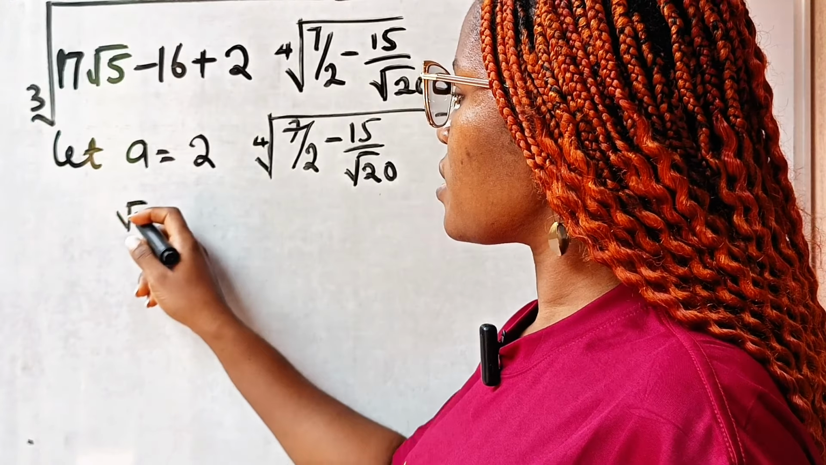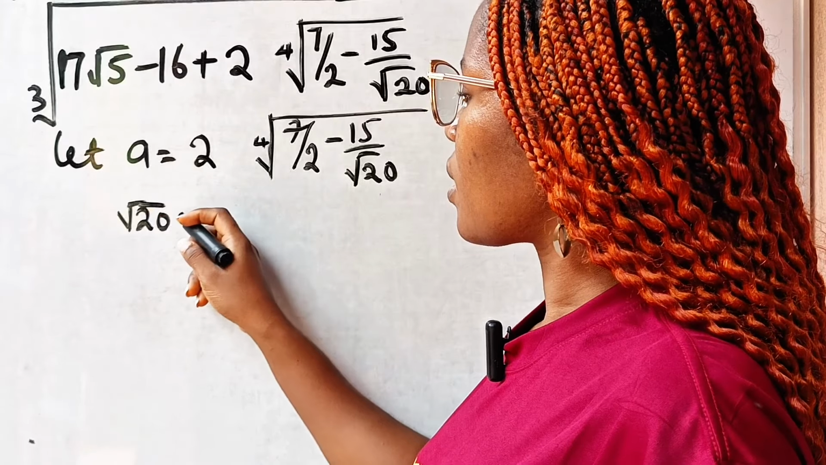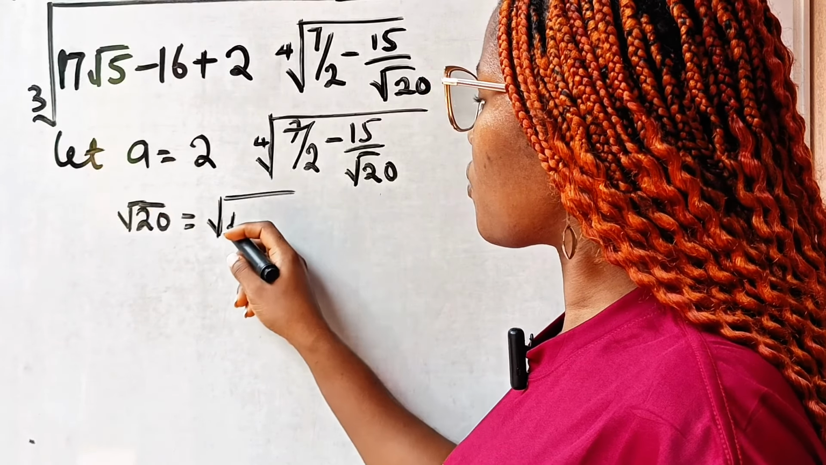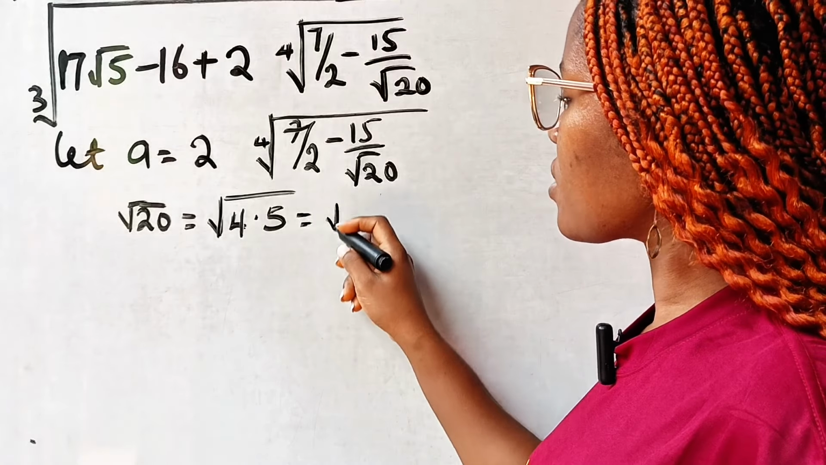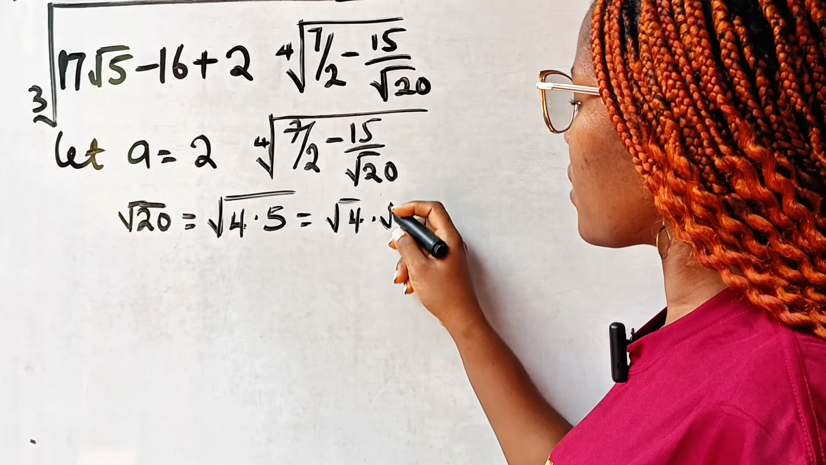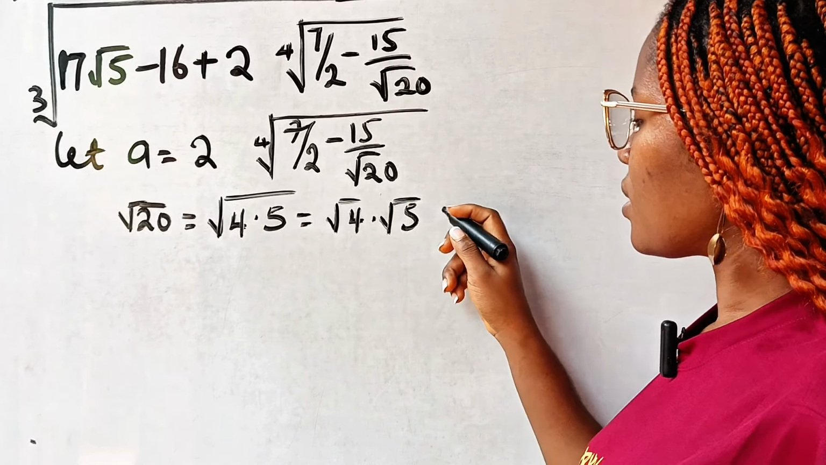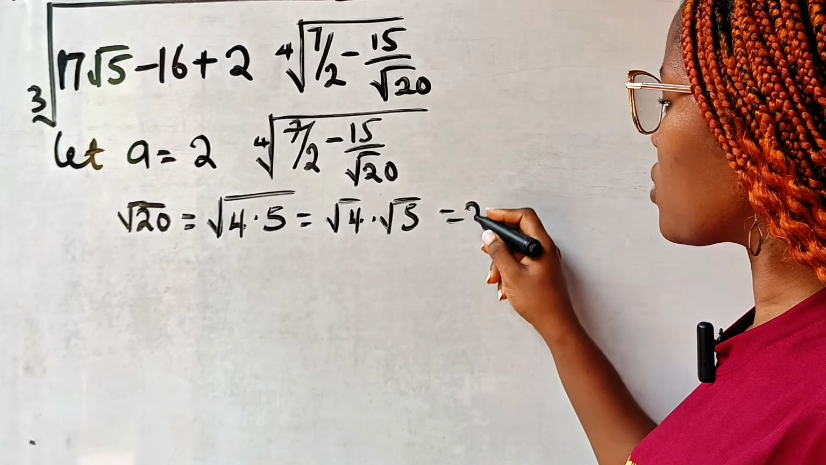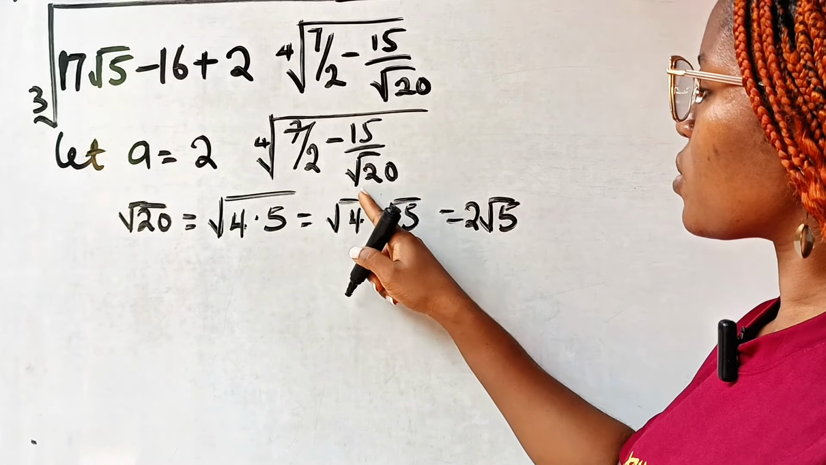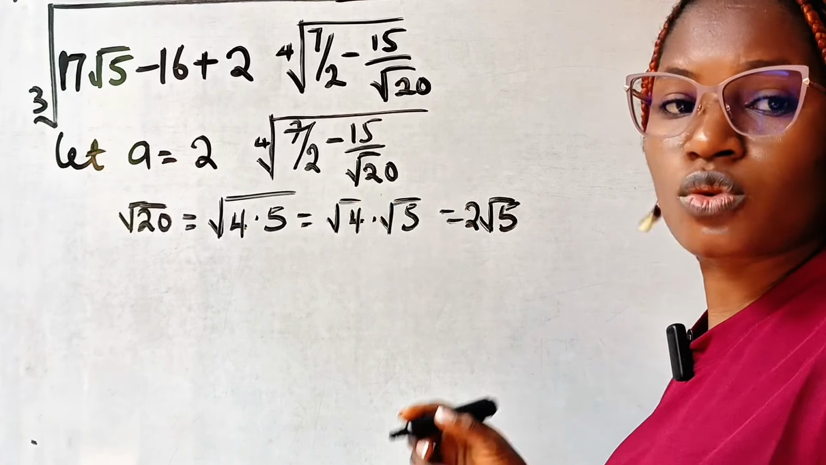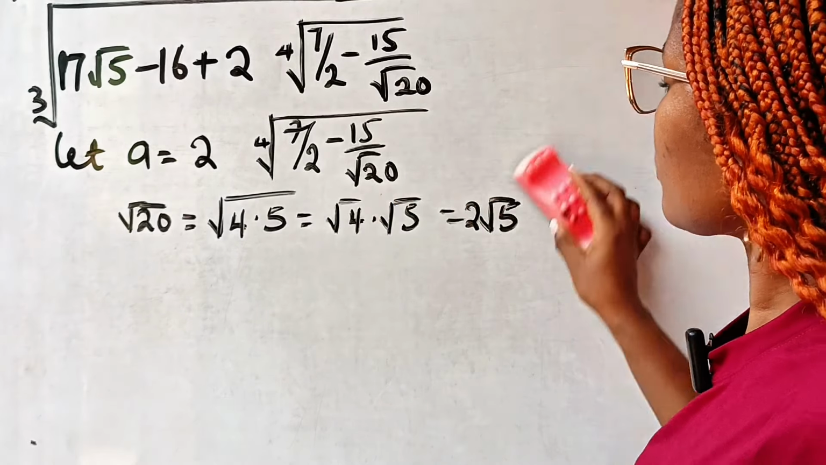Note that root 20 can be written as the square root of 4 multiplied by 5, which can be written as the square root of 4 multiplied by the square root of 5. The square root of 4 is 2, and we have root 5. So it means that the square root of 20 can be written as 2 root 5.